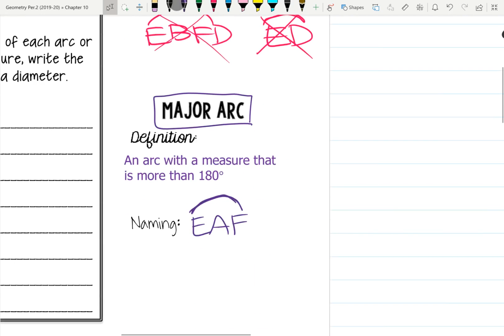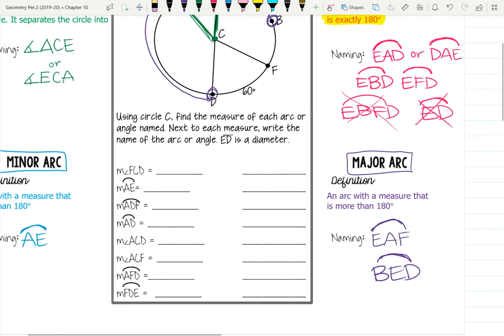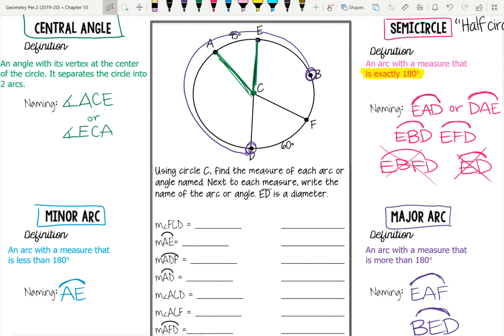Let me write that down. Another example is arc BED, bed. Haha. All right, so again, my endpoints of the arc, and then I pick a random letter that happens to be in between. So there we go. These are major arcs, minor arcs, and semicircles.